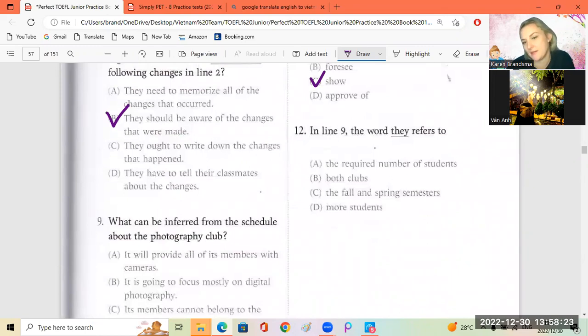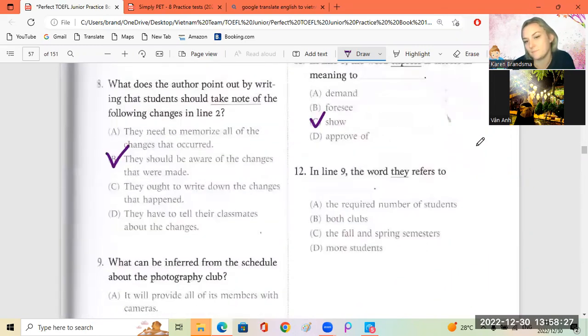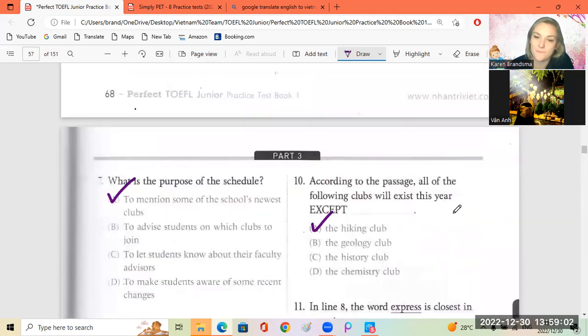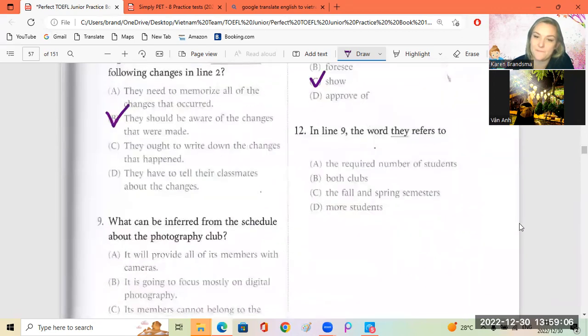Okay, number 12. In line nine, they refers to. Let's go see. If more students express an interest in them next year, they will be reinstated. Fewer than required numbers of students signed up for both clubs, so they will not exist during the fall and spring semesters. Signed up for both. Okay, and go down. I think it's C. Look again, it's the clubs. B. Both clubs, yes. Very good. Okay, well done, Van An.